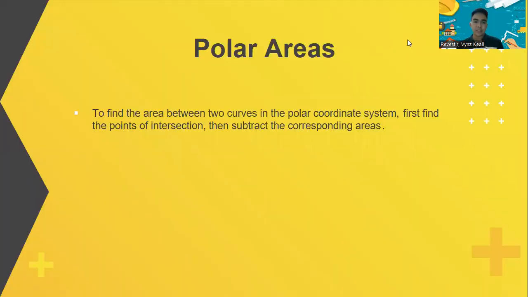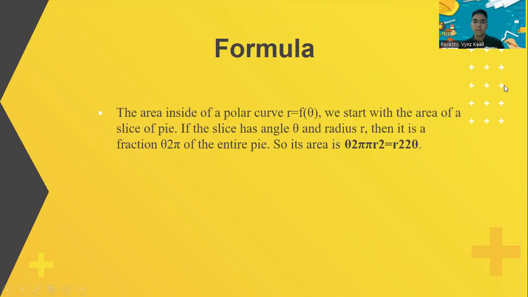So polar areas. To find the area between two curves in the polar coordinate system, first find the points of intersection, then subtract the corresponding areas. So the formula for the area inside of a polar curve r equals f of theta. We start with the area of a slice of a pie.